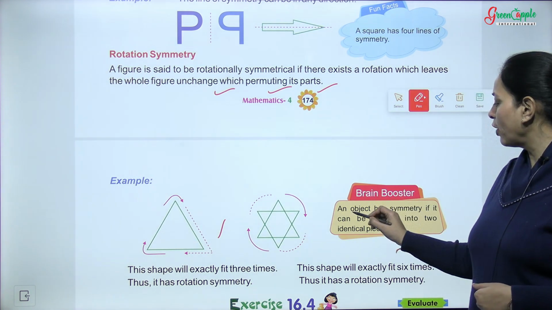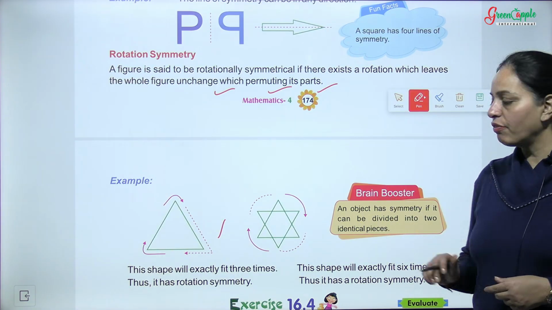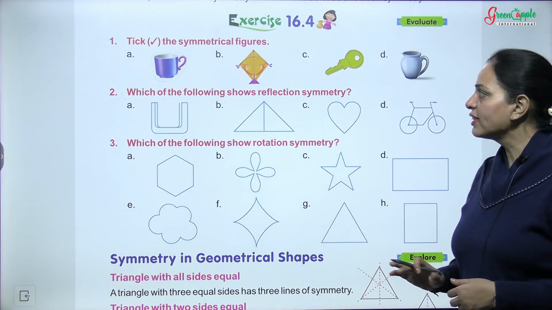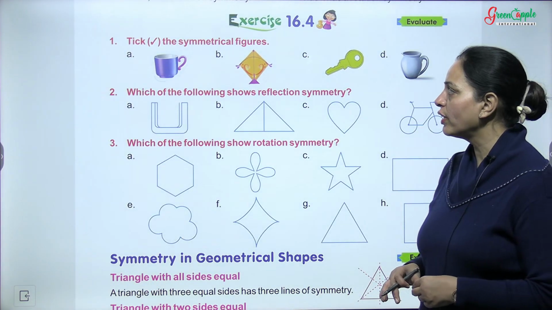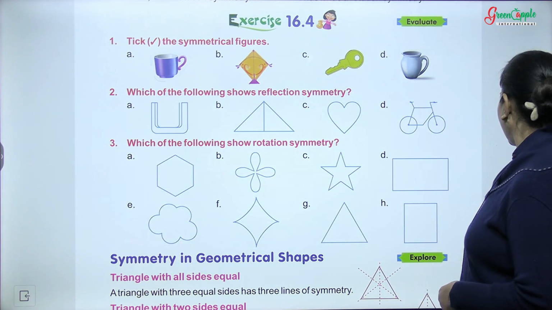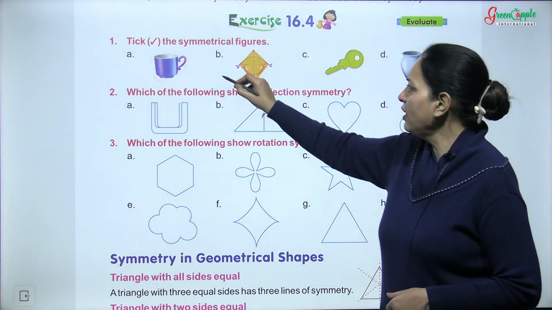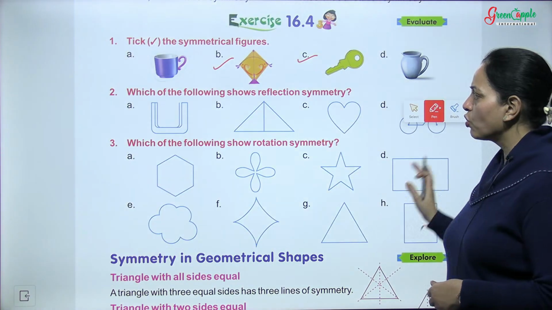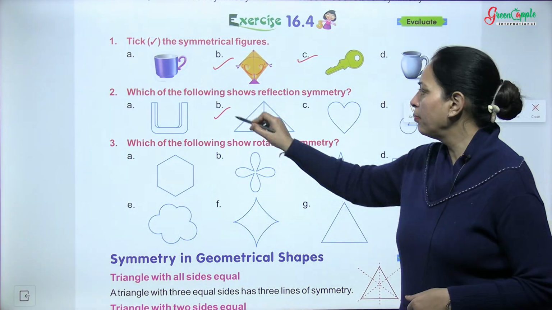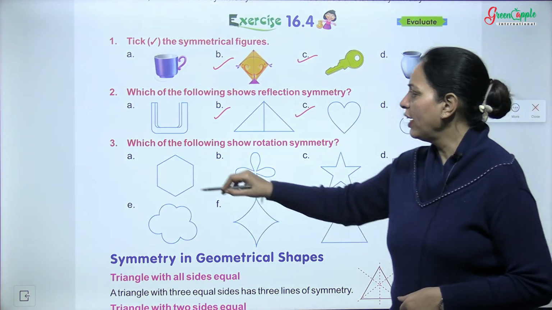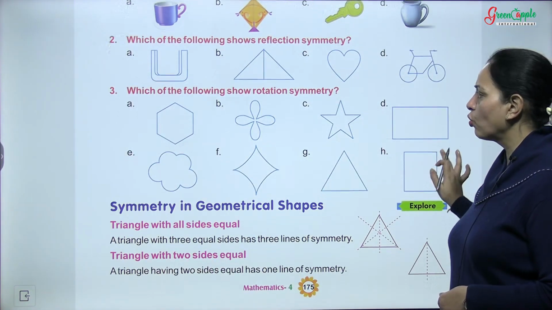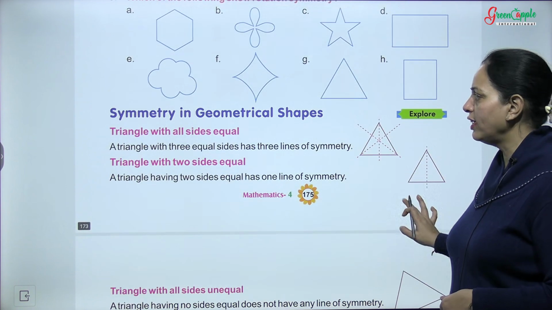Now brain booster: an object has symmetry if it can be divided into 2 identical pieces. Now exercise 16.4, the first one, take the symmetrical figures like B, C, okay. Second, which of the following shows reflection symmetry? B, C, A also, so like this you can try. And third, which of the following show rotational symmetry? You can try these.